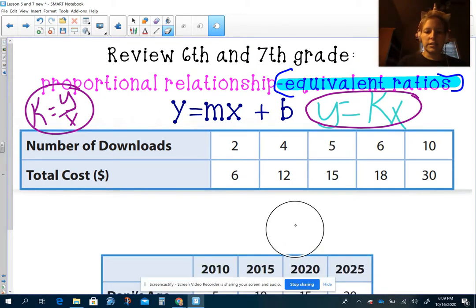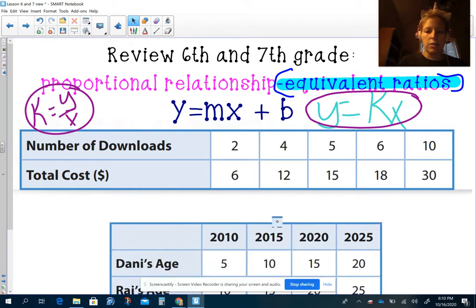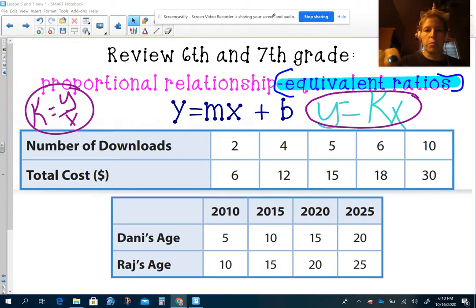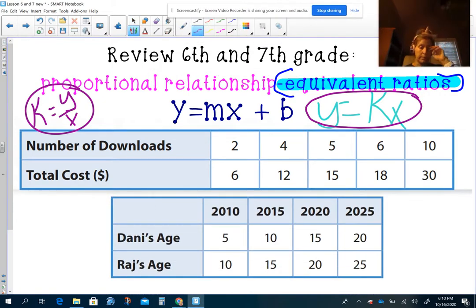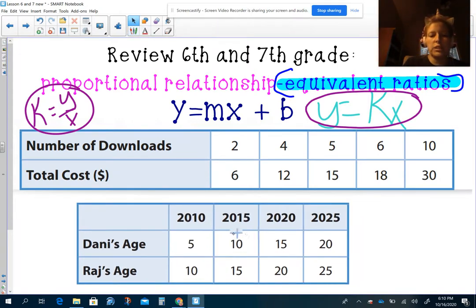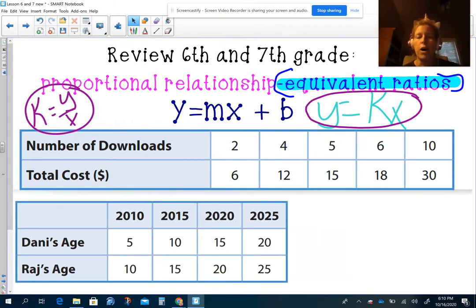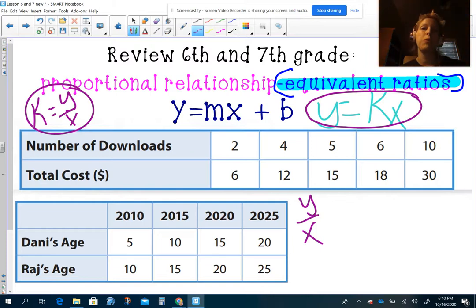Let's look at a relationship that is not proportional. Okay, so let's talk about why this isn't proportional. We're going to do the same thing we just did. I want reciprocals. So how am I going to do my reciprocals? What do we want them in? We want y over x. Okay, give me one.